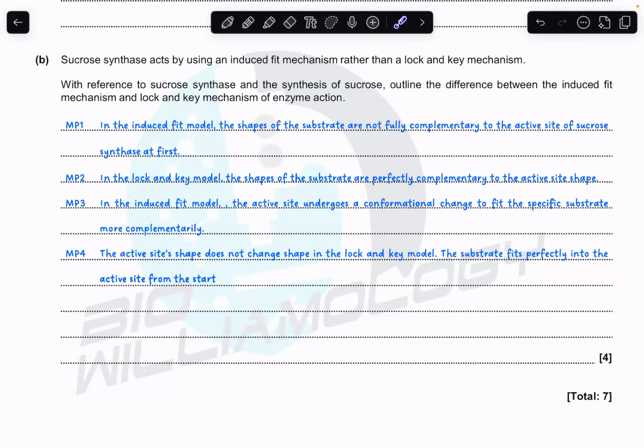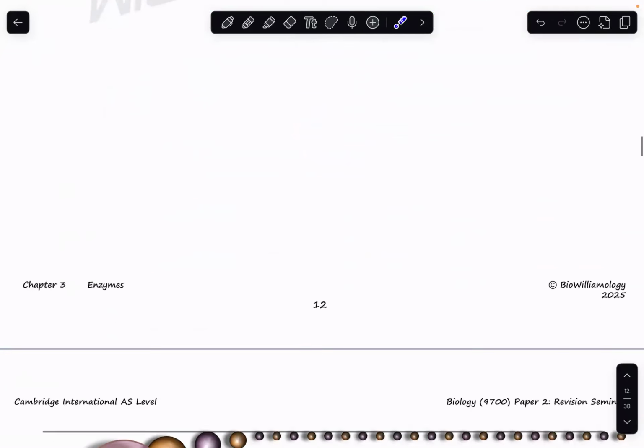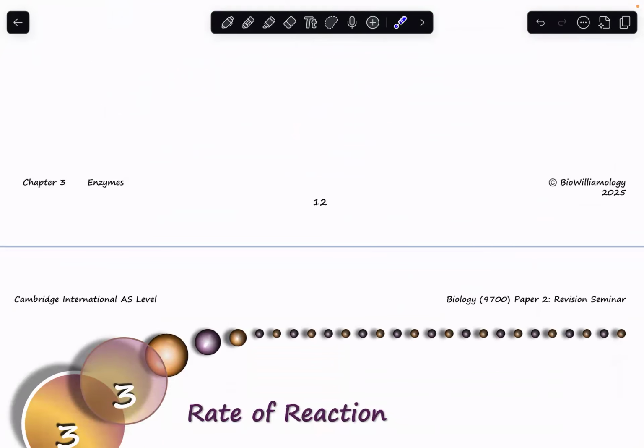In the induced fit model, the active site undergoes a conformational change to fit the specific substrate. However, the active site does not change shape in the lock and key model, because the substrate fits perfectly into the original active site from the start. So with this, we have done part 2. Stay tuned for part 3.